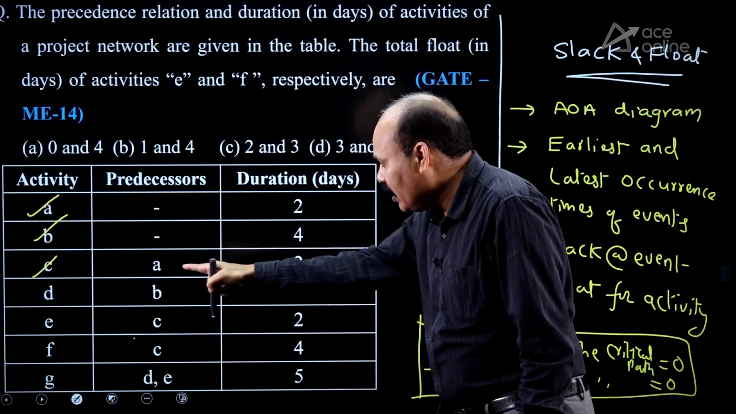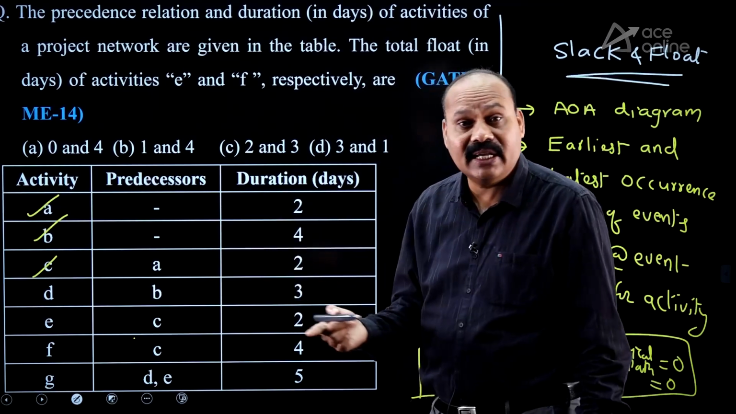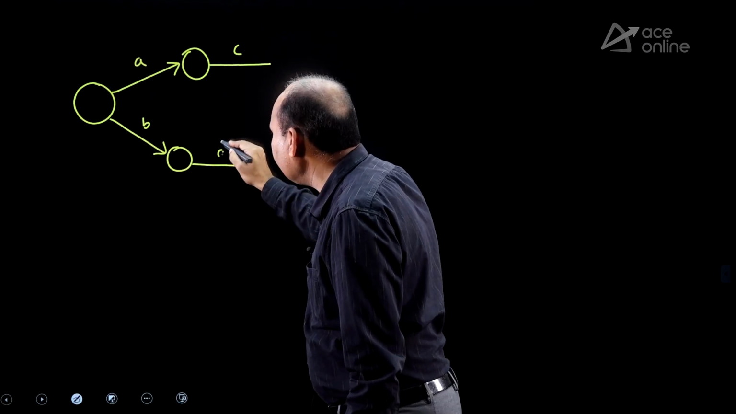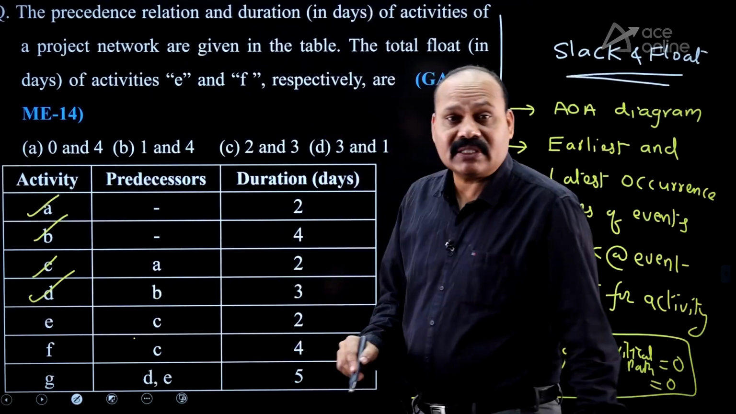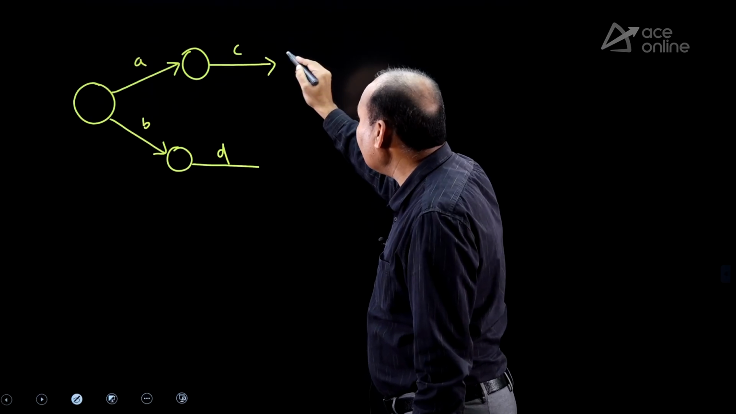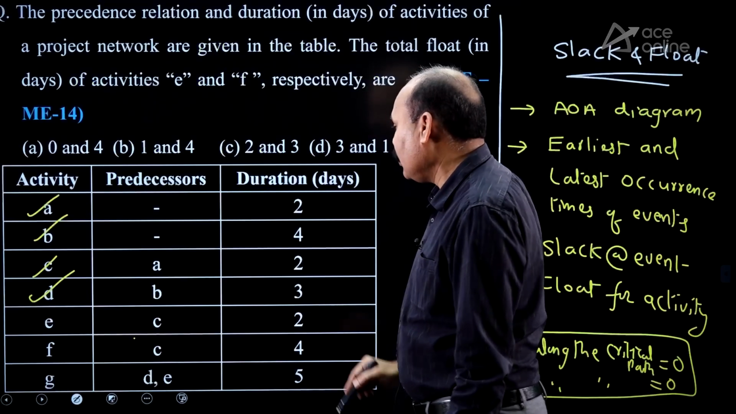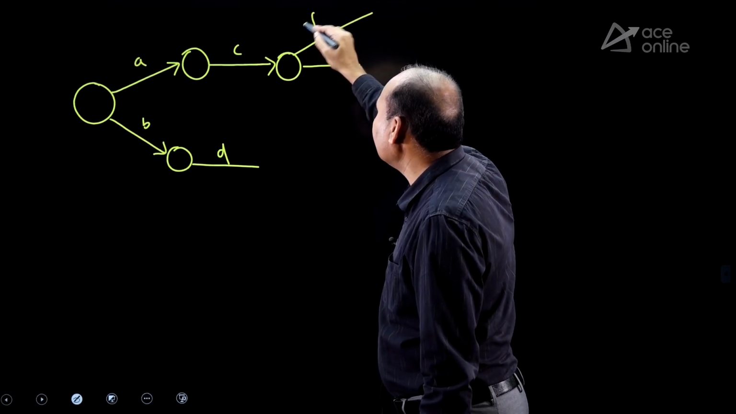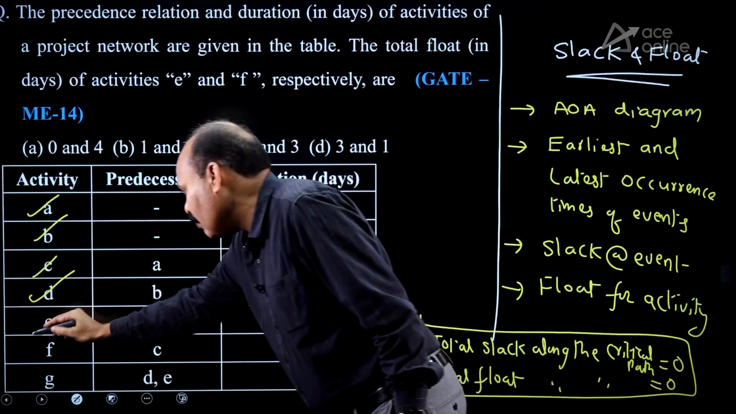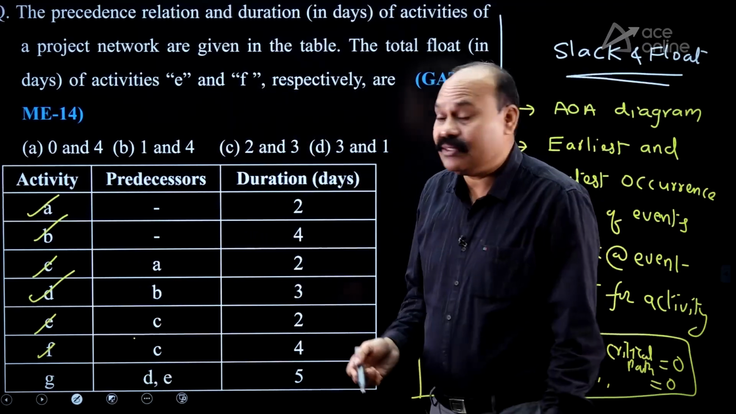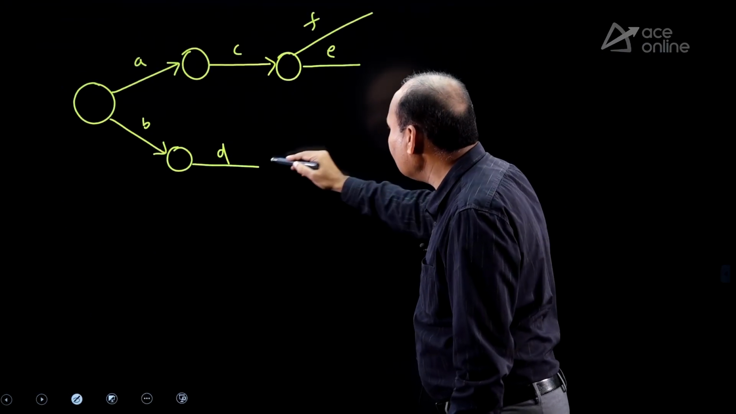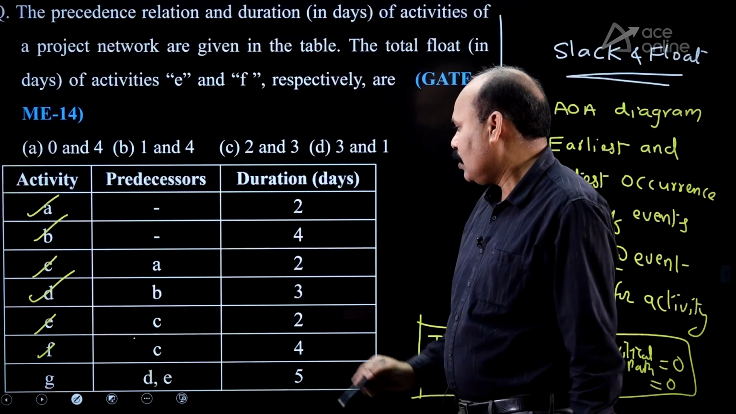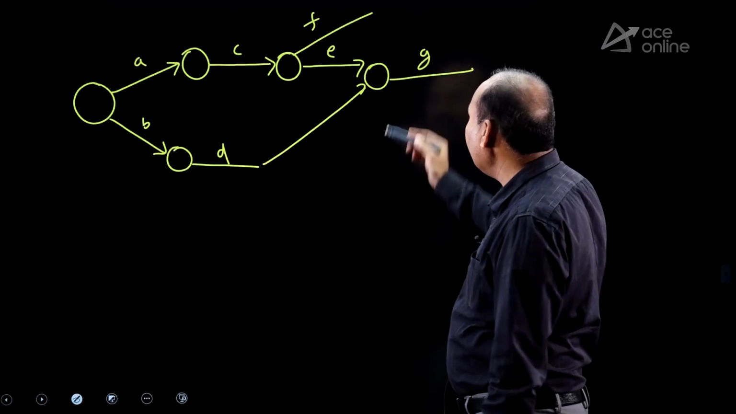What about D? D's requirement is B. After B, D can be taken. E after C. After C, E can be taken. F after C. E and F also we have marked. G after D and E. D is here, E is here, so you can join them. G. The list is completed, so you can end at one circle.